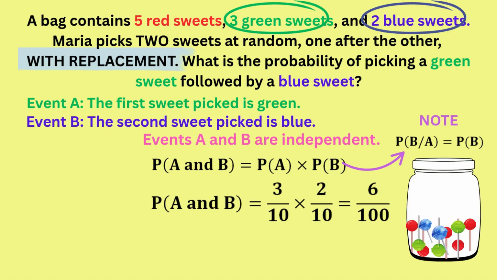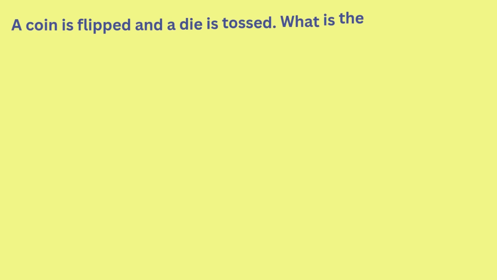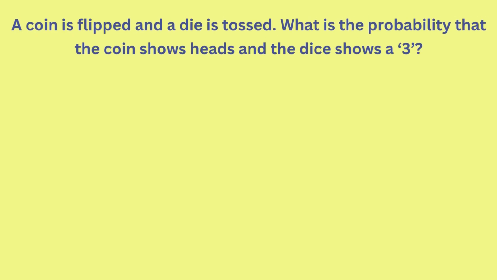By the way, note that the probability of B, given that A happened, is the same as just the probability of B, since whatever the outcome of event A was, event B is not affected in these independent cases. Let's look at another experiment where the events are independent.